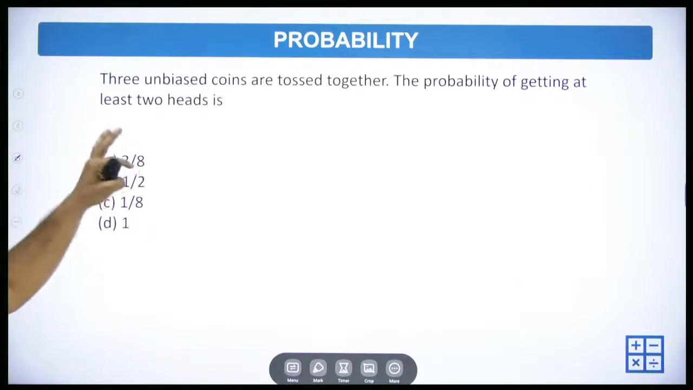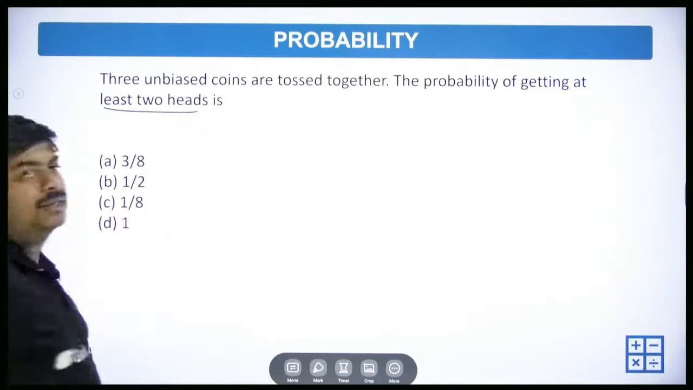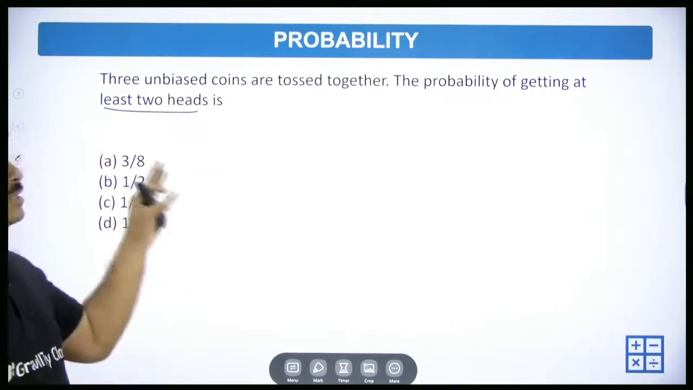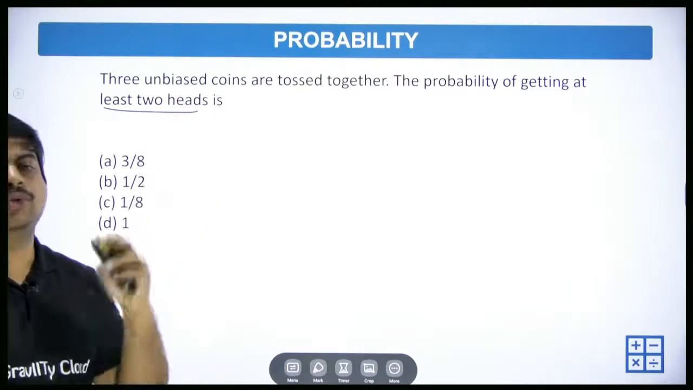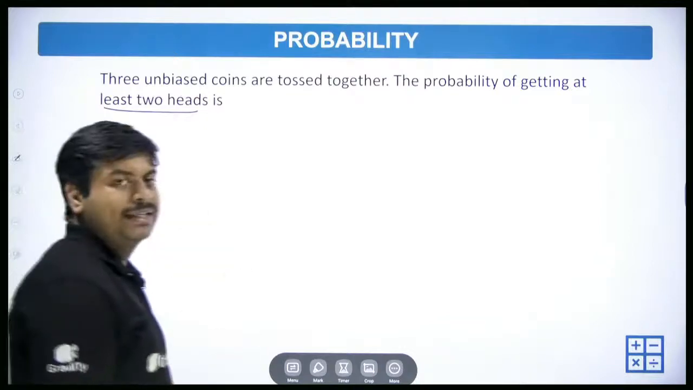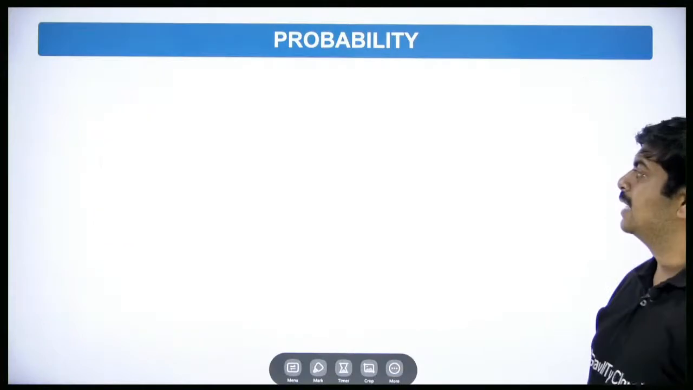3 unbiased coins are tossed together. The probability of getting at least 2 heads. At least means 2 or more, minimum 2 heads or more than 2 heads. Okay, I think you can do that. We already solved the same type of question, right? So write all the possibilities and try to solve from there. What is the next question?